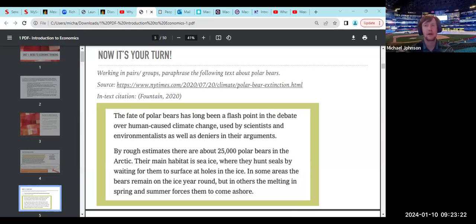This is mine. I said polar bears have been an indicator of climate change with the melting of sea ice. There are fewer polar bears on the sea ice, and they've been moving inland. So that's my summary. You would have to read this and then summarize it in your own words, and you'd still have to cite it. Even if you've summarized in your own words, you still have to cite it. You have to say who wrote it, so it would be the last name, Fountain. That's important here.